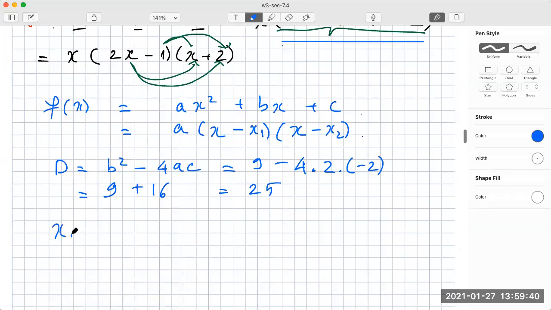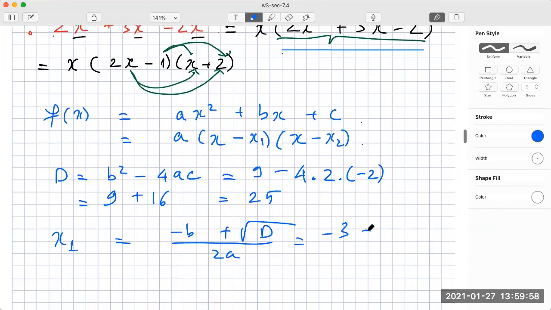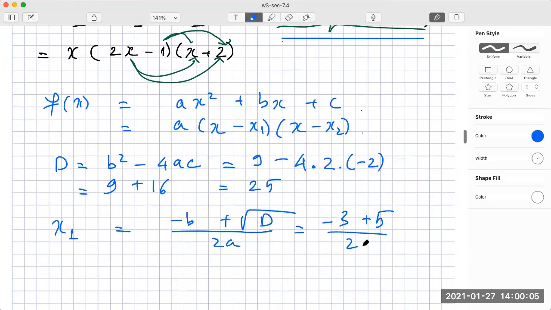And we know that x1 will be minus b plus square root of d over 2a, which is negative 3 plus 5 divided by 2 times 2. Yes, it will be 2/4 or 1/2, right? Very good.